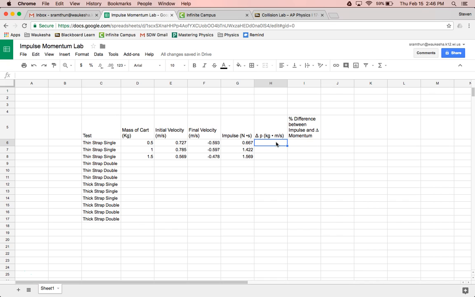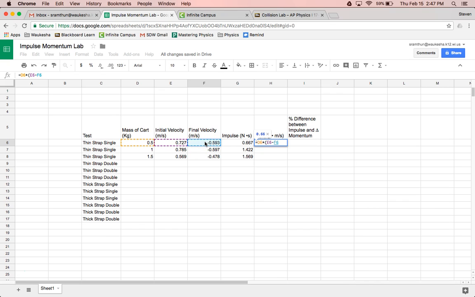My change in momentum has to be calculated. It's mass times change in velocity. So for mass, I clicked on the mass of the cart. I need to multiply that by the change in velocity. I'm going to subtract the initial from the final so that I get a positive number, because my impulse is a positive number. Otherwise, it's going to be opposite and I'm going to get a big percent difference. So I need to subtract the initial minus the final.